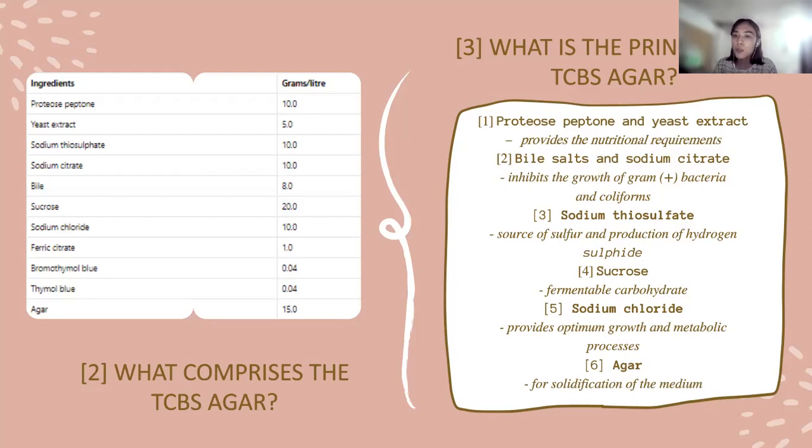Okay. So next we move to the sodium chloride. Sodium chloride provides optimum growth and metabolic processes. It is also essential in the growth of our microorganism because it provides other nutritional necessities of our microorganism. And lastly, that is the most important, because your agar cannot be an agar without this, or your medium cannot be a solidified medium without this. So agar is used for the solidification of your TCBS medium.